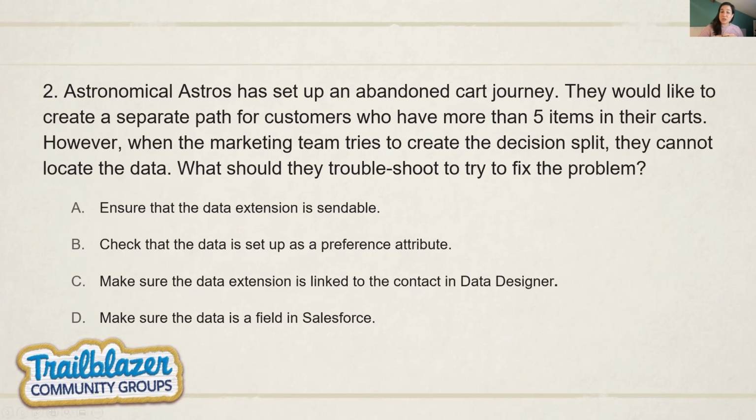Our question number 2: Astronomical Astros has set up an abandoned cart journey. They would like to create a separate path for customers who have more than 5 items in their carts. However, when the marketing team tries to create a decision split, they cannot locate the data. What should they troubleshoot to try to fix the problem? I'll let some answers come in.